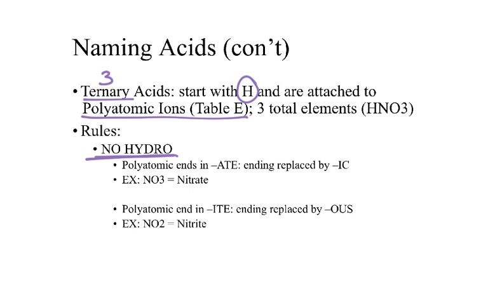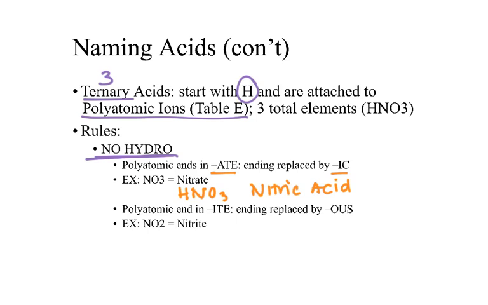So for our polyatomic ions that end in ate, we're going to change the ending to ic, right? So if we have NO3, we have nitrate. So if we had HNO3, we would have nitric acid. So we're not doing hydronitric acid, it's just nitric acid.